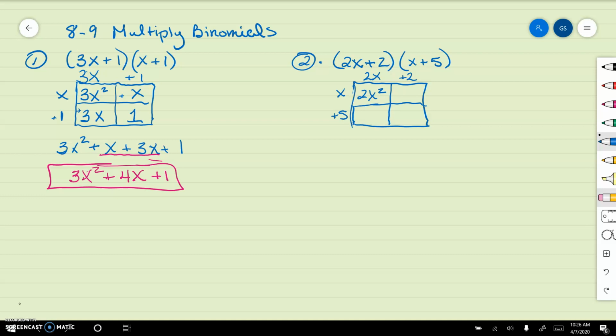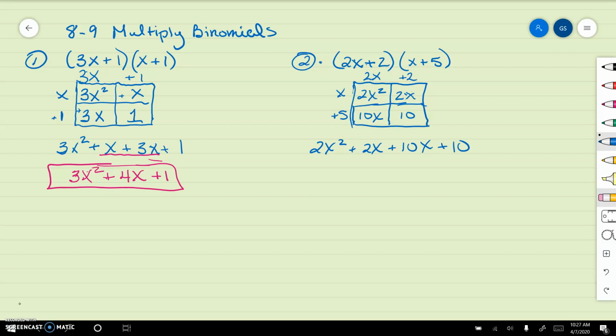All right, then we go over to this box here. So it's going to be 2 times x, which is 2x. Then we're going to go down here. 2x times 5 is 10x. And 5 times 2 is 10. Okay, now we take everything out of the box. 2x squared comes out, plus 2x, plus 10x, plus 10.